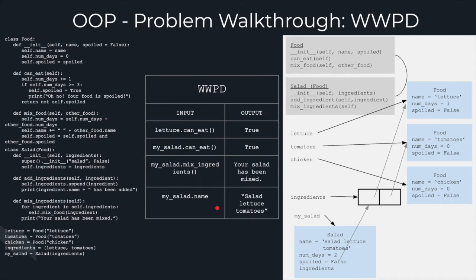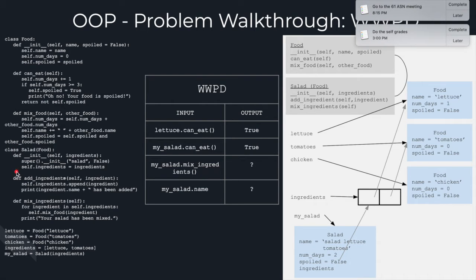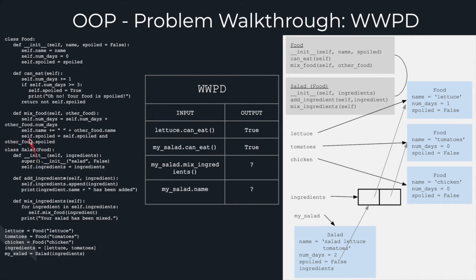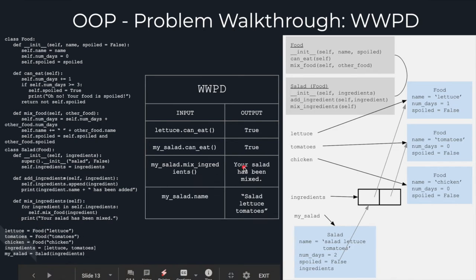Okay. And then let me just move these. Okay. And then the last thing we did was in this method, we printed your salad has been mixed. So that'll be printed here. And then my salad.name is just going to return the name that we have right here. Yeah, that's the WWPD. I will move to the linked list question on the iPad.